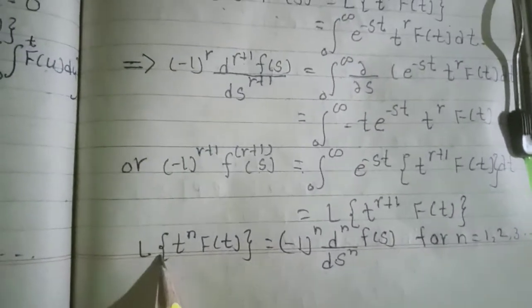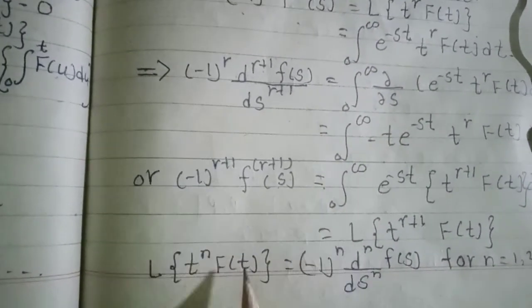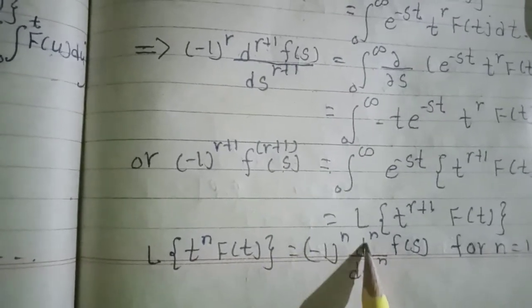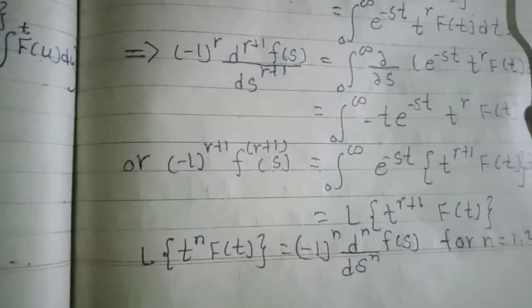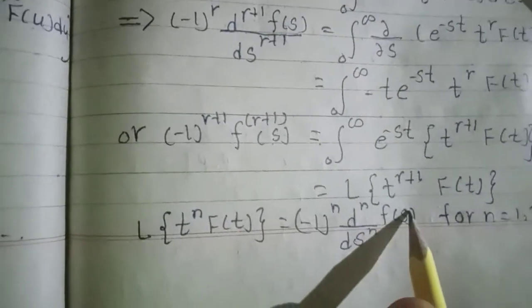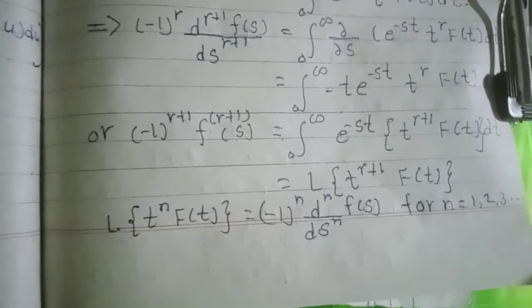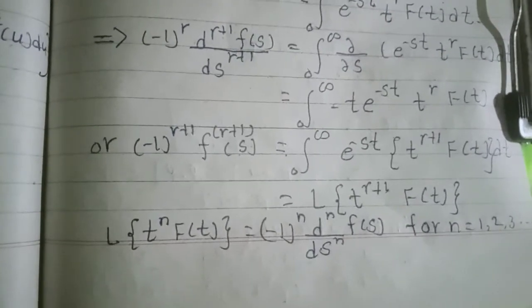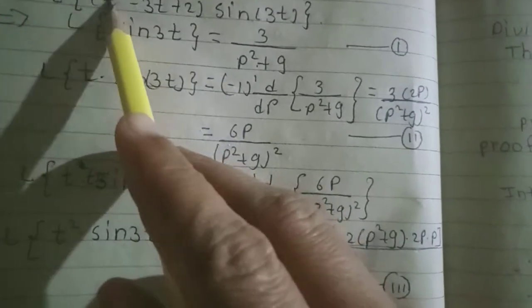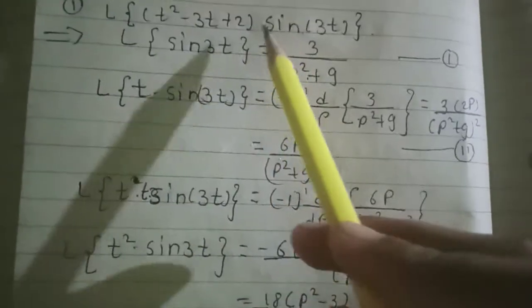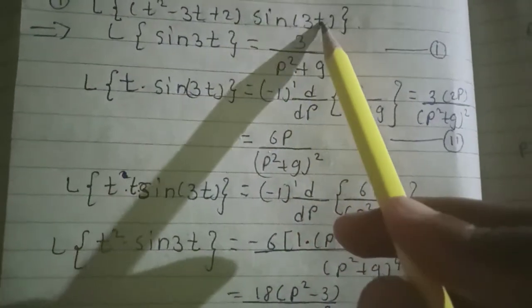So the Laplace transform of t raised to n times f of t is equal to (-1) raised to n, d^n by ds^n of F(s), for n equal to 1, 2, 3, 4, 5, 6 up to the nth term. Okay, then we have to give an example: the Laplace transform of (t square minus 3t plus 2) into sine 3t.